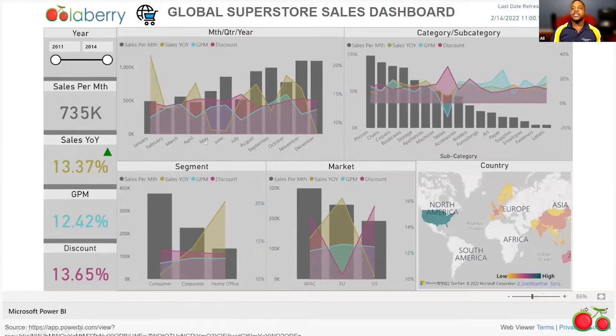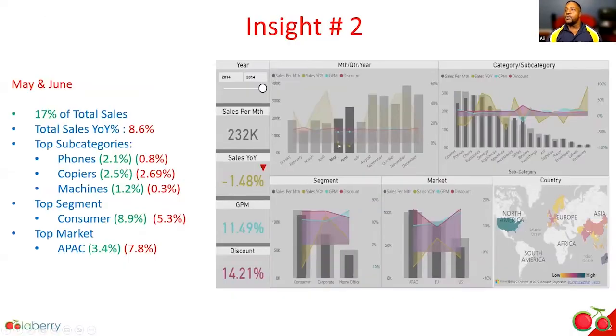Somebody tell me what the two lowest months for year over year are. May and June. So when we select May and June and analyze it across markets, we can see that copiers, phones, and machines have the greatest room for improvement in terms of year over year sales.